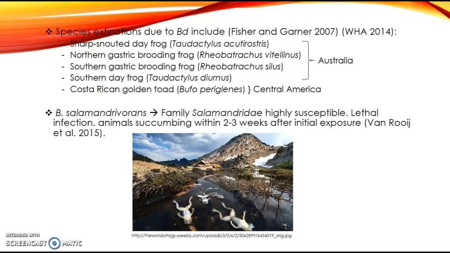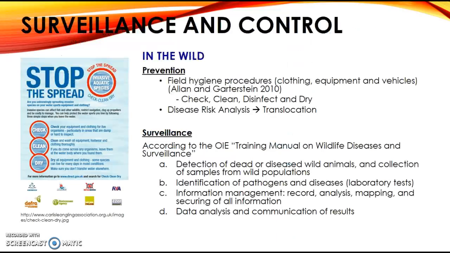B. salamandrivorans is actually very important as well. The family Salamandridae is highly susceptible. The infection is lethal, with animals succumbing within 2 to 3 weeks after initial exposure. The most affected appear to be fire salamanders, with disease outbreaks in the Netherlands and Belgium having reduced population numbers of these animals. Now, surveillance and control of chytridiomycosis depends on whether it's in the wild or in captivity.